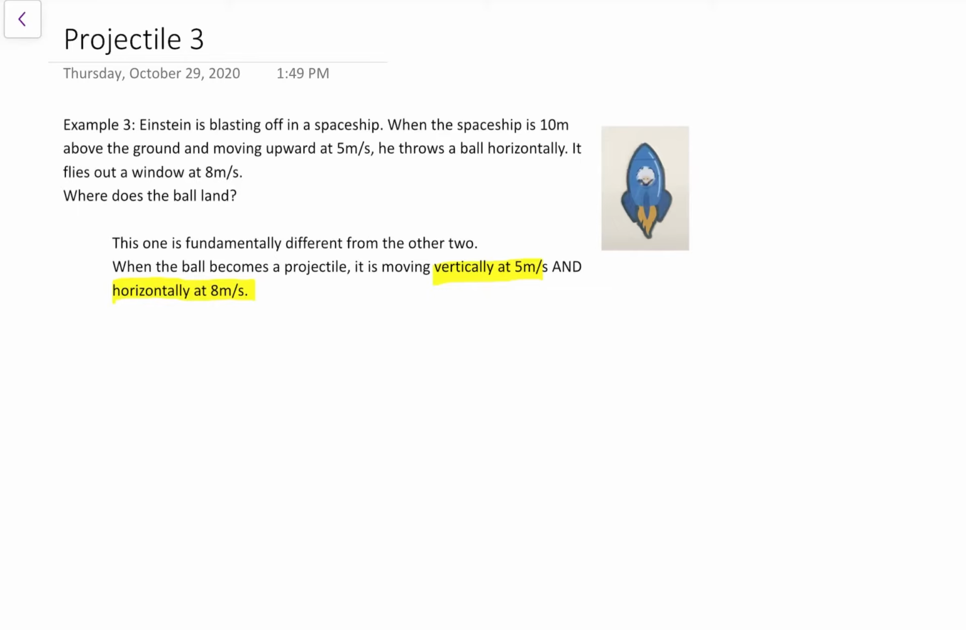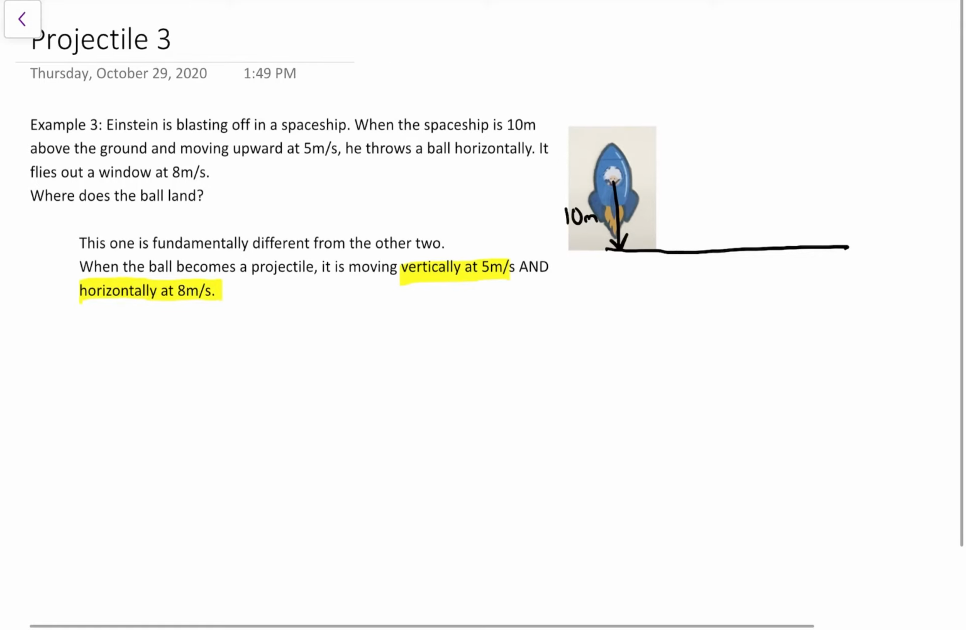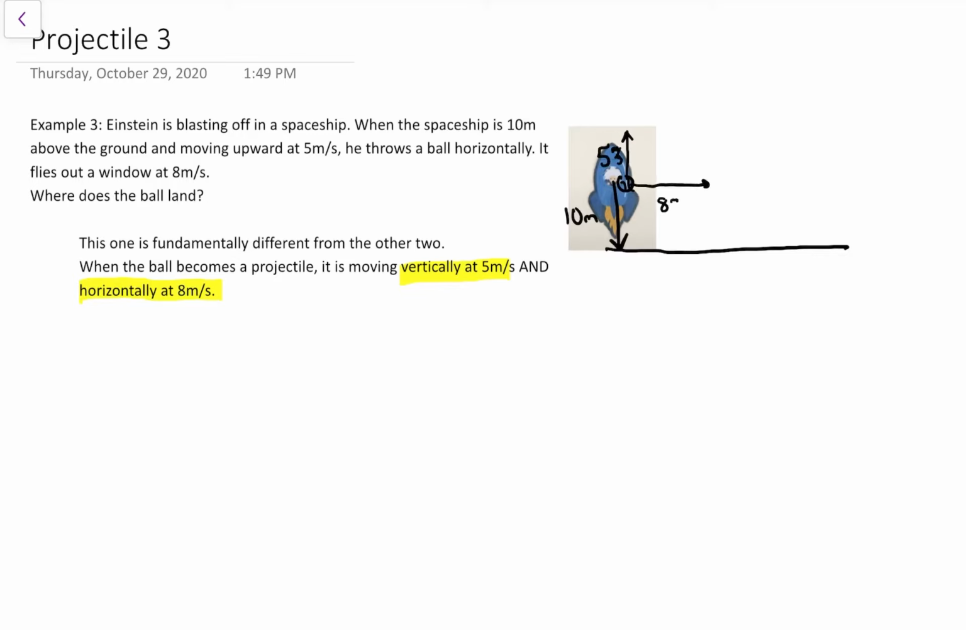If I were to doodle a picture, I'm going to try and add it where Einstein is. When Einstein's 10 meters above the ground, so let's say the ground is down here, he's 10 meters above the ground, so this distance would be 10 meters. He's moving up at 5, and he throws a baseball or a ball sideways at 8. So the ball is doing two things. It's going up at 5 meters per second, sideways at 8 meters per second.